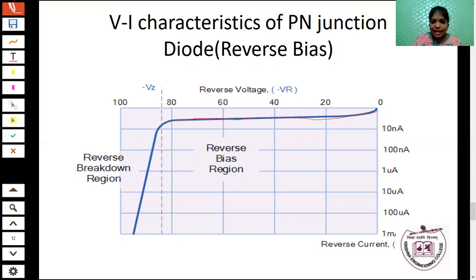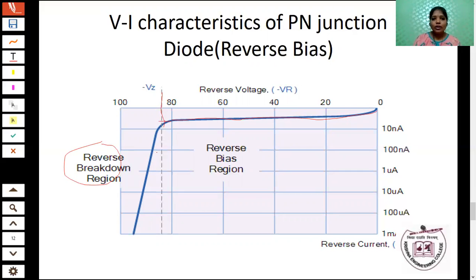Okay. When the reverse voltage is increased beyond this threshold level, this threshold level is called the reverse breakdown region. When the reverse bias voltage is increased above this reverse breakdown region, what will happen? Suddenly a large current flows in the PN junction diode under the reverse bias condition. In the next topic, we will see about the reverse breakdown region. It is also called the Zener breakdown region or avalanche breakdown region.